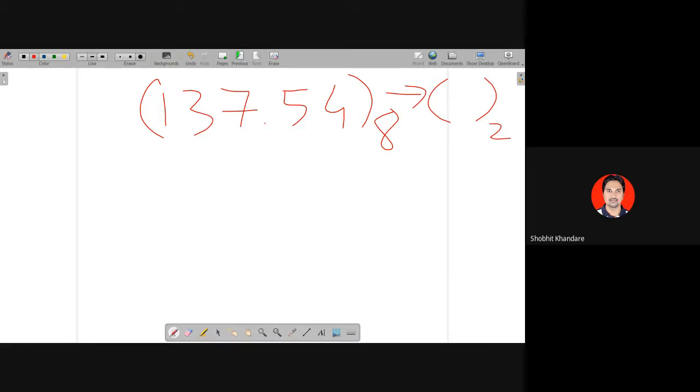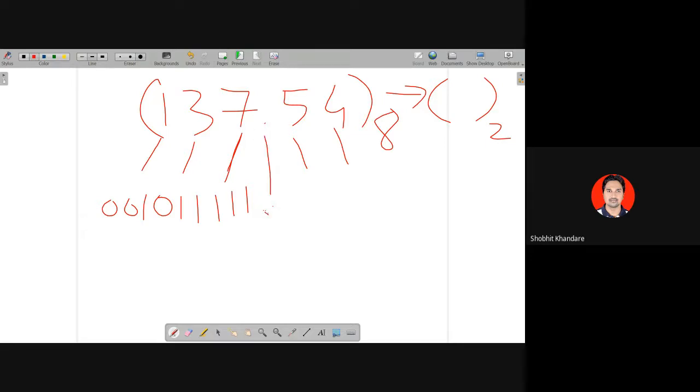Here also it is the same. Now you have to represent every symbol into its corresponding binary number. How do you represent 7 in octal now? Tell me fast. It is 111. How do you represent 3 in binary? 011. How do you represent this one? It is 001. Binary point.